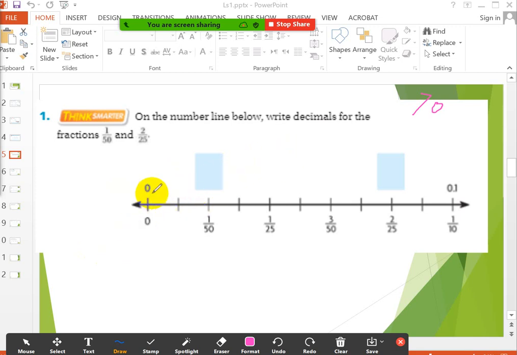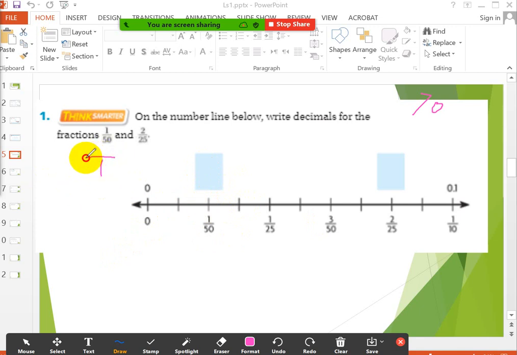Now I want to write 1/50 and 2/25 as a decimal number. And you know how I told you yesterday to write a fraction as a decimal. I told you that to write this number as a decimal number, I have to divide.